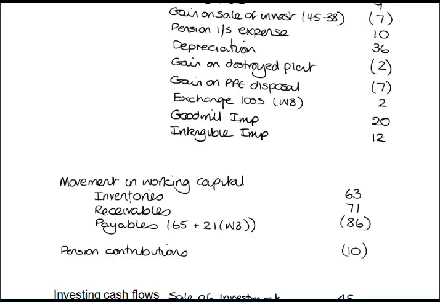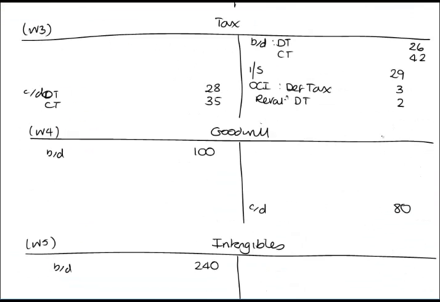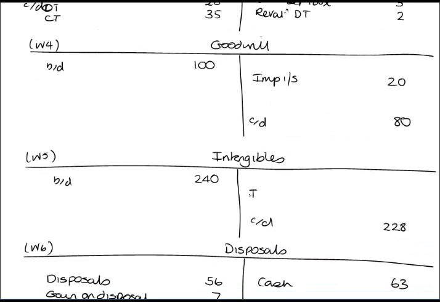I also need to reflect those in our T accounts. So we've got an impairment in the income statement for goodwill is 20. An impairment in the income statement for intangibles is 12. And do you see that those two accounts now balance themselves off? So we're not going to have to worry about any further adjustments. The short-term provisions relate to finance costs. We've already dealt with that. So therefore we've dealt with all the information in the question.